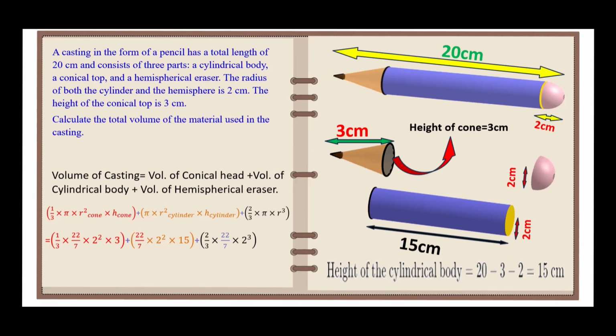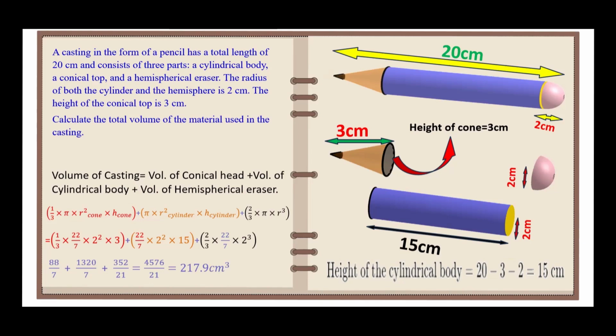Then the last formula represents the volume of the hemispherical eraser, which is 2/3 times pi, and pi is 22/7, times the radius of the hemisphere, which is 2. We raise it to power 3. So we look at what each of these will give if we evaluate them separately.